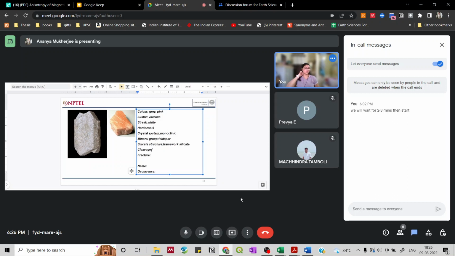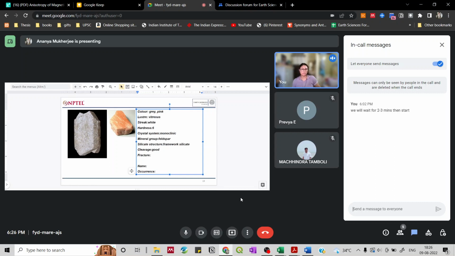And the orthoclase has a good cleavage. What is cleavage? Cleavage is when the mineral breaks, it will break along a smooth plane. You can see that when it breaks, the surface which is left behind is smooth. So this mineral has a good cleavage. Good, or there are other terms we use: perfect, imperfect, indistinct, and then there is absent.